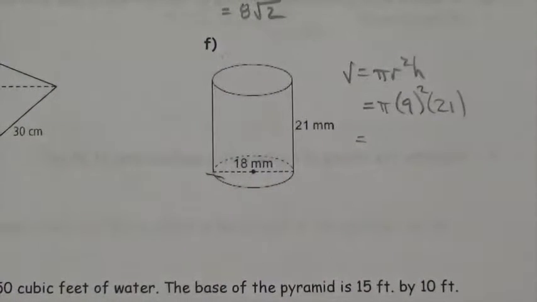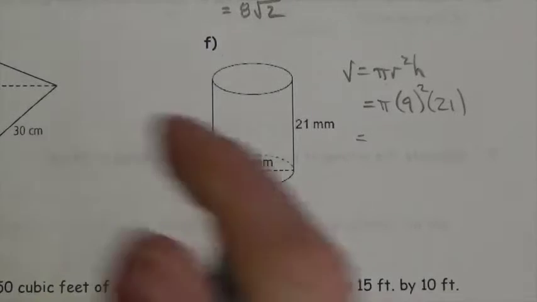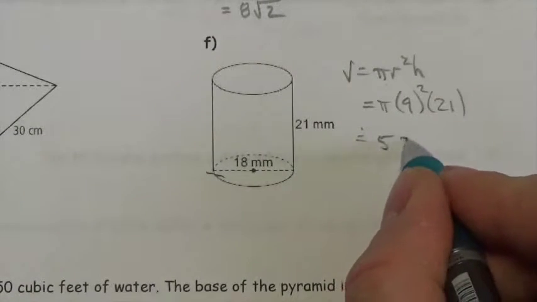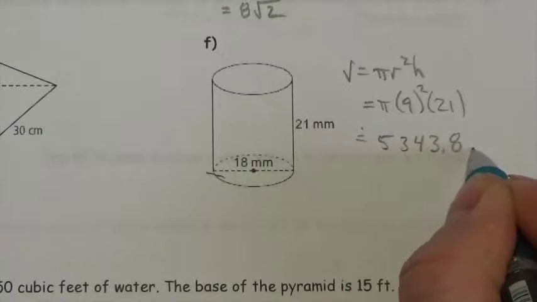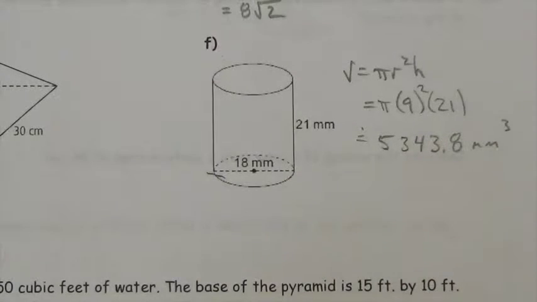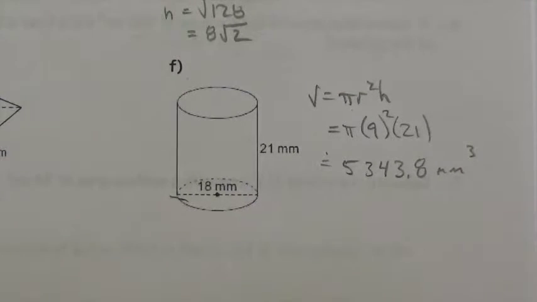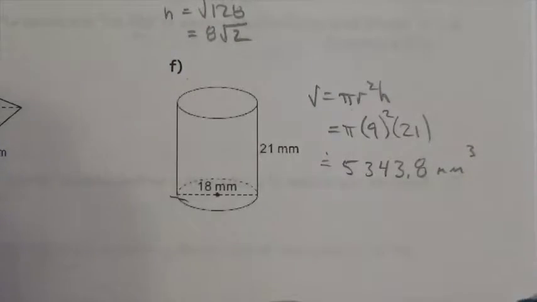And so this will be pi times 9 squared times 21, and to the nearest tenth, which is what we've been doing here, 5,343.8 millimeters cubed. There we go. Just very, very straightforward application of the formulas here. There's no multiple parts to it. Just got to grab the piece that you need, plug it in, calculate it, and away you go. Volume is good.